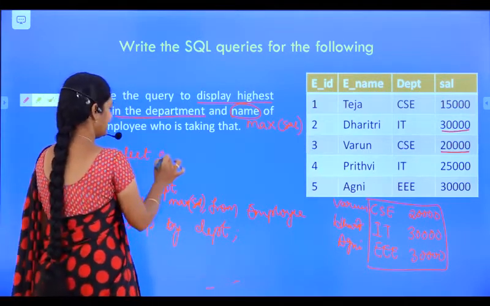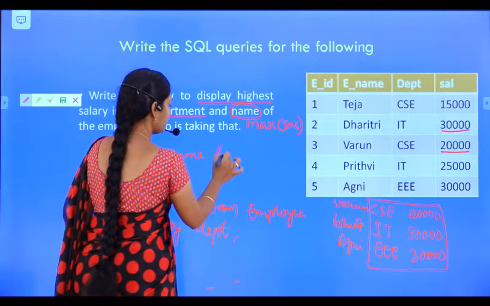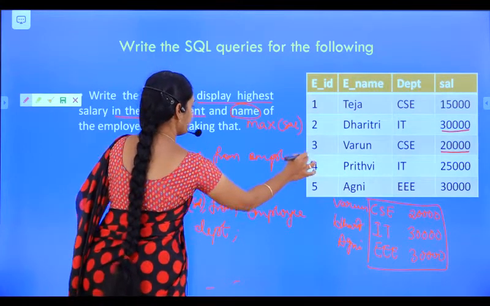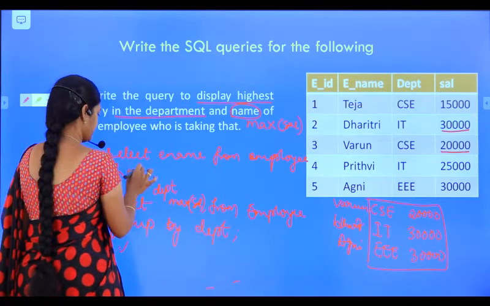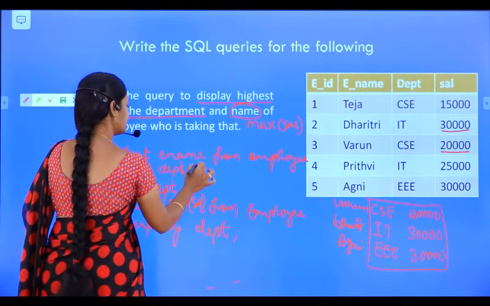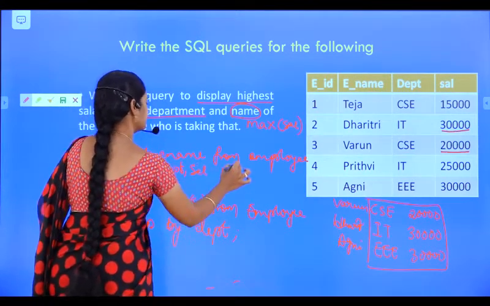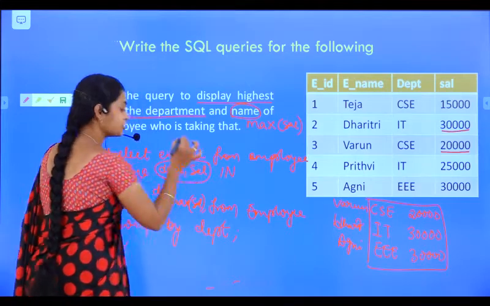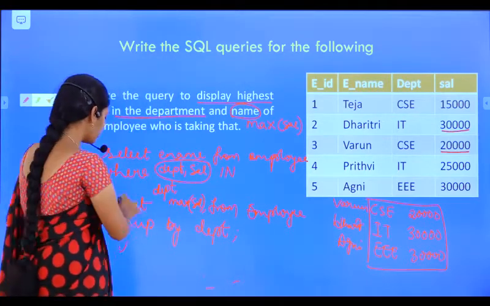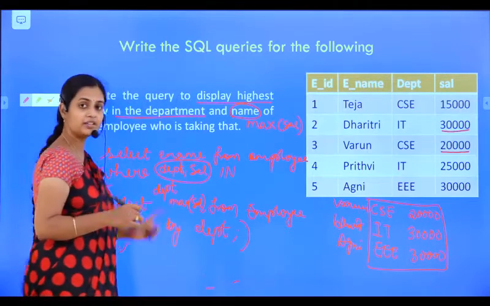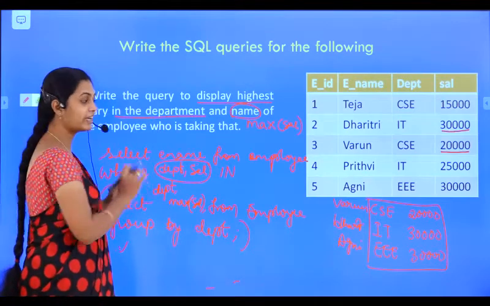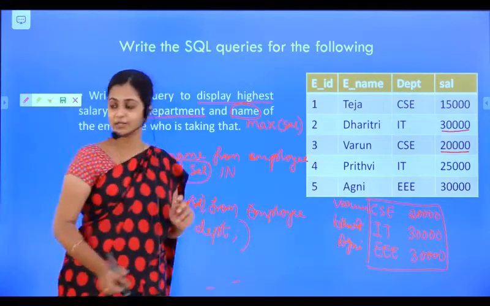Select ename from employee where. So where you need to select? Where department comma salary in. Okay, so see here, you need to mention any one of the attributes, and there you need to include this outer query. Let us see the execution of this query, and then you will get to know what is the thing that will be executed.